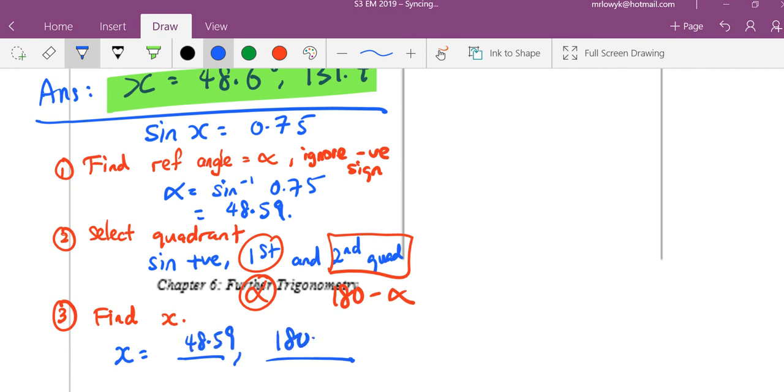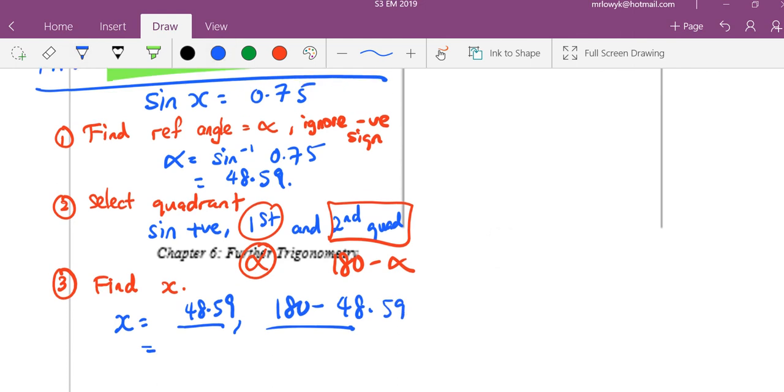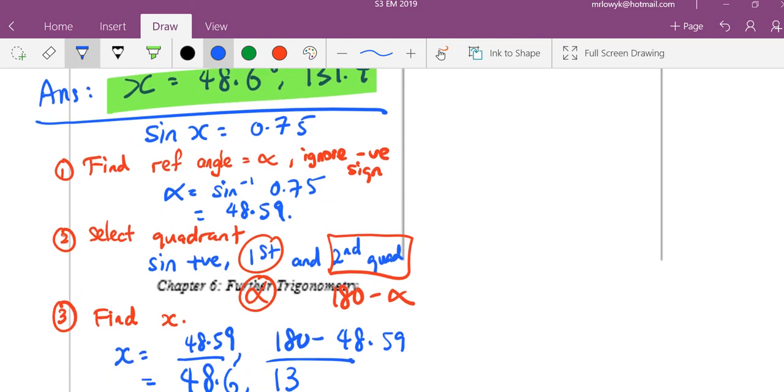Do you understand the two answers now? This refers to the first quadrant. This refers to the second quadrant. Notice I write one more decimal place. My final answer is always one decimal place because that's my final answer. So 48.6, 1 point. Alright, so these are the two answers.